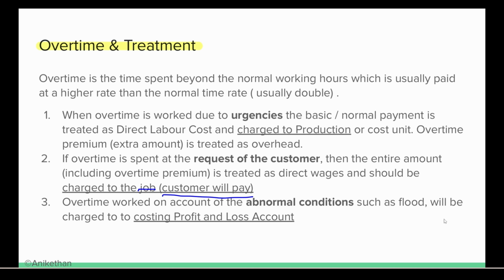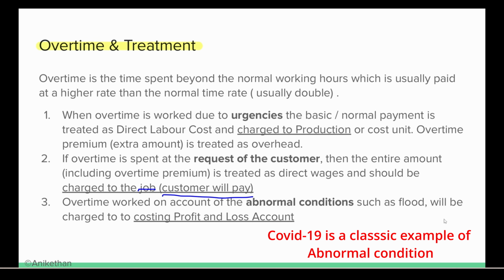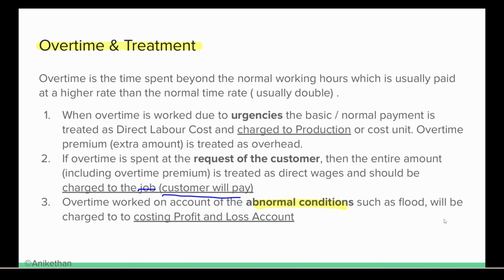Third scenario: overtime worked on account of abnormal condition. Let's say there was a power outage for 1 week. This is an abnormal situation. Because of this 1 week lost, my production team has to compensate by working overtime the next 3 weeks. Such scenarios are abnormal conditions and they have to be charged to the costing P&L account. So this is the treatment of overtime and how it has to be computed.